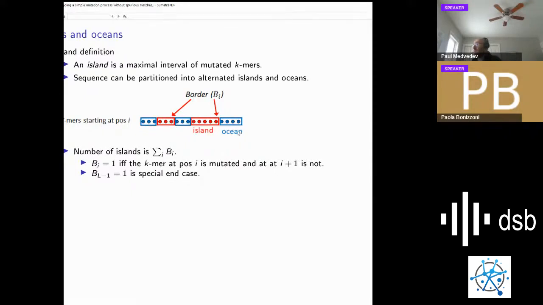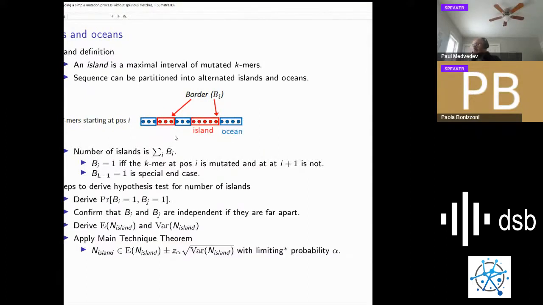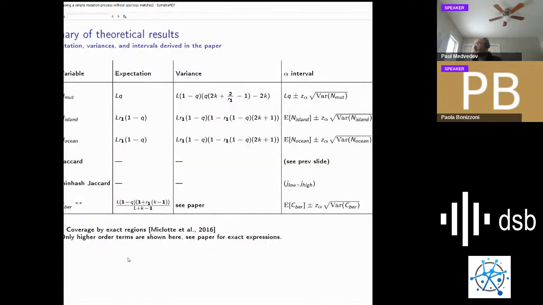Then the number of islands is just the sum of the number of borders, and now we can apply the same technique that we discussed. So we derive this joint probability of two borders being 1. We confirm that the status of being a border is independent if i and j are far apart. We derive the expectation and the variance of N island, and then we apply our main technique theorem to get a hypothesis test. This is the summary of our theoretical results, and I already discussed almost all of these.